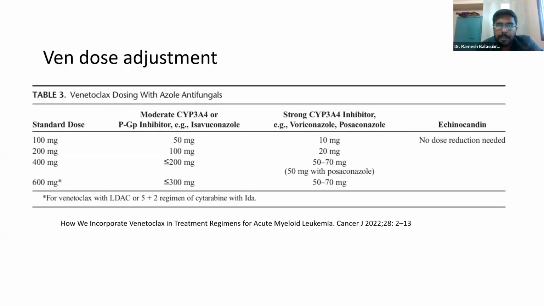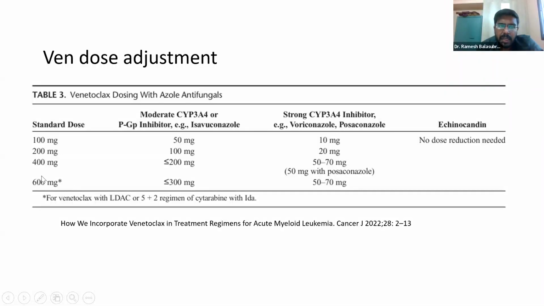But if you're using it along with posaconazole, this is one article which shows the recommendation. If you're using posaconazole or voriconazole, you have to give just 50 to 70 milligrams of venetoclax. That is sufficient. That is what they have advocated. But practically we use 100 milligrams. Or if you're using isavuconazole, being a moderate inhibitor of CYP3A4, you can use up to less than 200 milligrams. So this is what is recommended.